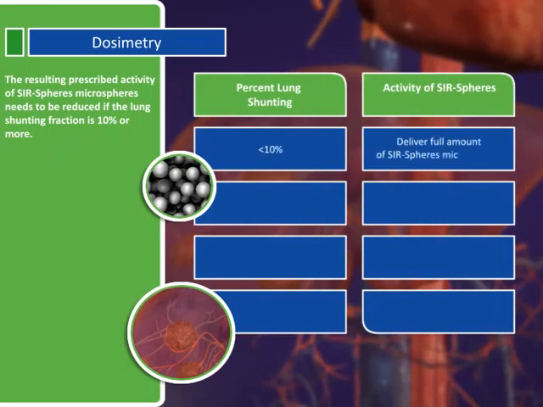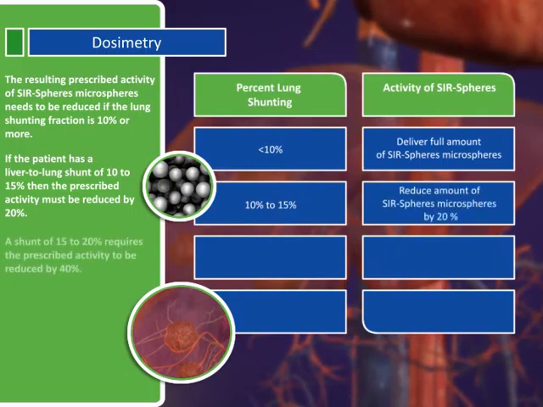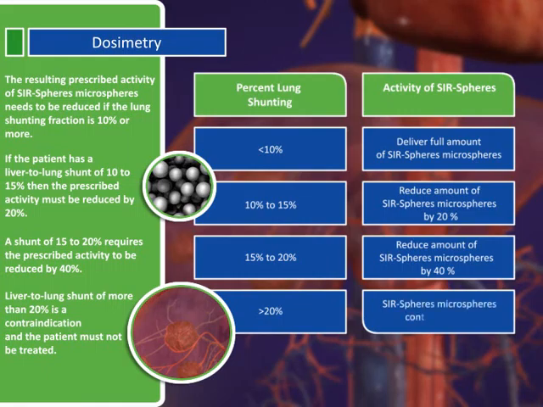If the patient has a liver-to-lung shunt of 10 to 15%, then the prescribed activity must be reduced by 20%. A shunt of 15 to 20% requires the prescribed activity to be reduced by 40%. Liver-to-lung shunt of more than 20% is a contraindication, and the patient must not be treated.